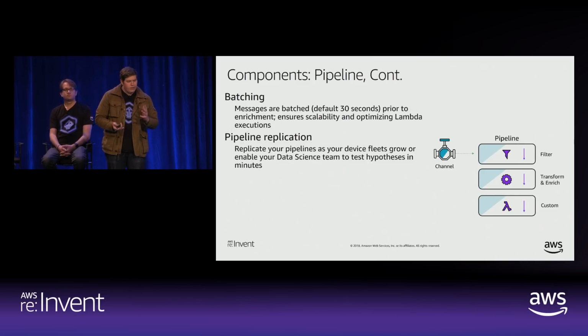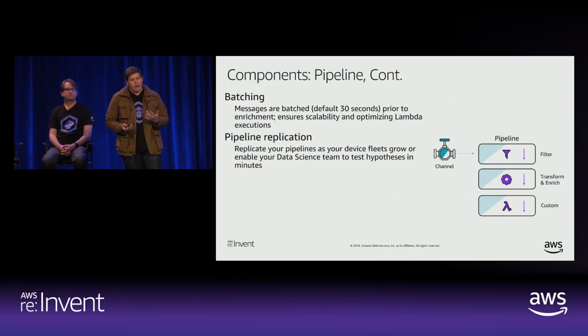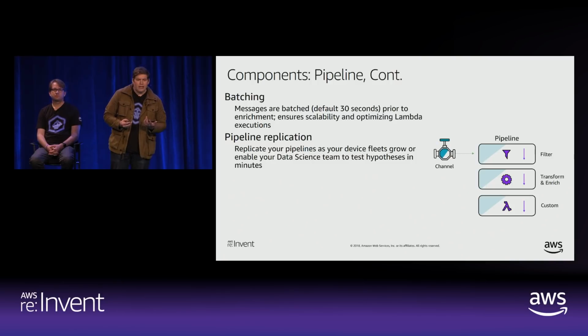Two important things to note when it comes to pipelines. The first is that we batch messages every 30 seconds. We do this prior to enrichment for two reasons. It allows us to make sure that your pipelines will scale effectively, but also we don't want to consume all of your Lambda fleet. So we're looking to help you be a little bit more cost efficient when it comes to deploying Lambda.